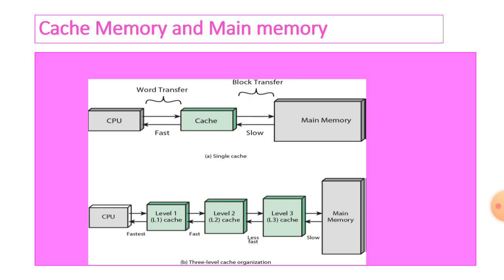This diagram represents the place of cache. Cache is placed between the CPU and memory. The second diagram represents a three-level cache organization.